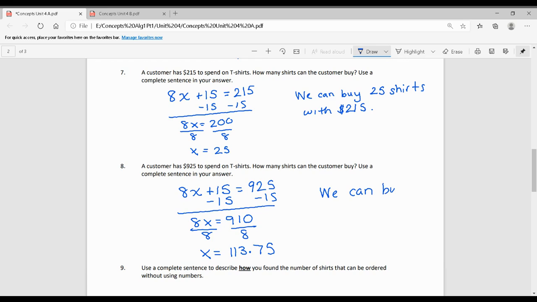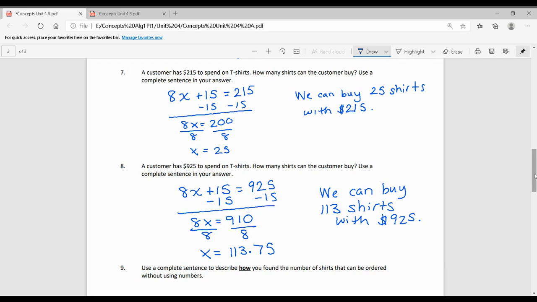We want to say we can buy 113 shirts with $925. Okay? So X technically is 113.75, but in terms of understanding in real life, we'd really say 113.